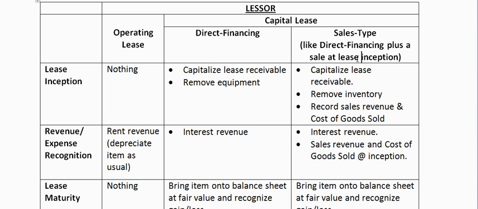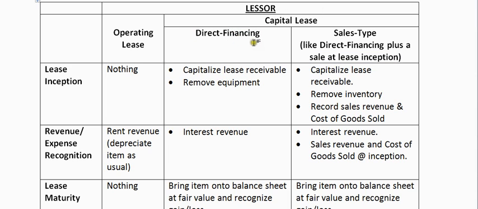This may sound like it's going to be really, really complicated, but we're going to learn direct financing first, and we're going to see that sales type is just a direct financing, plus at lease inception, we're just going to have a sale tacked on. So what does that mean? That means once we do the journal entry at inception, everything about the sales type lease will be identical, absolutely identical to a direct financing.